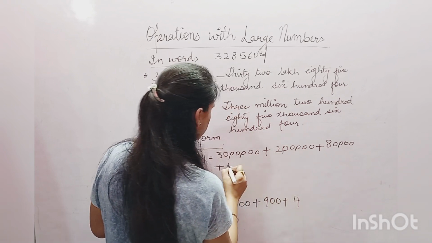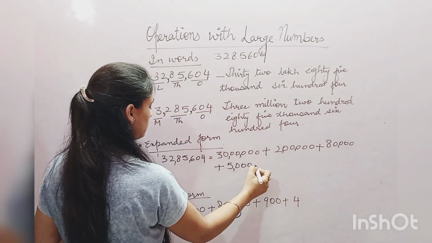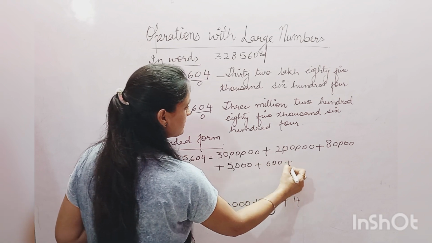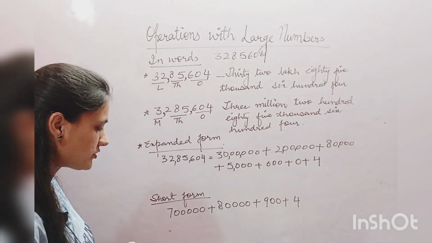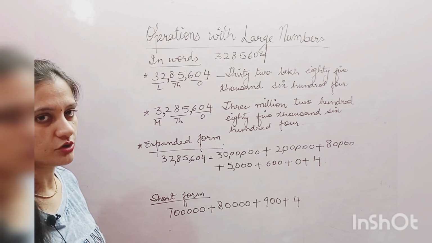Then 5 is at 1000 place. 6 is at 100 place. Here 0 and here 4. Right? Now very important to understand how to write down in short form.